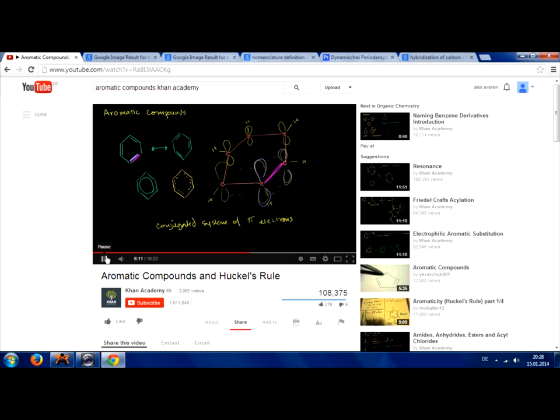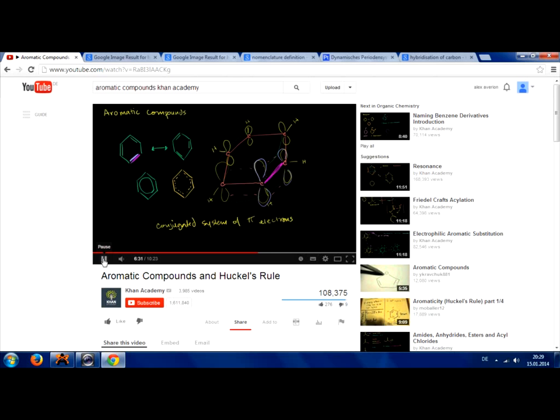And the reality is that these pi electrons will actually be able to float around the ring. They'd actually be able to float around all of these pi orbitals right over there. So that's what people are really talking about when they talk about aromatic compounds or aromaticity.